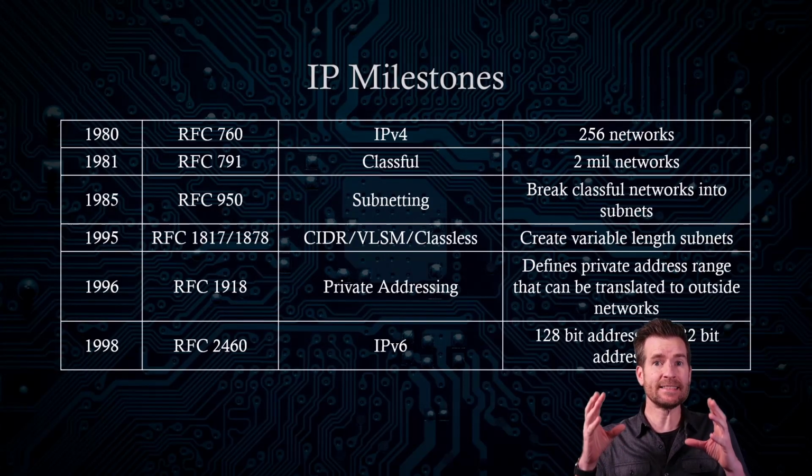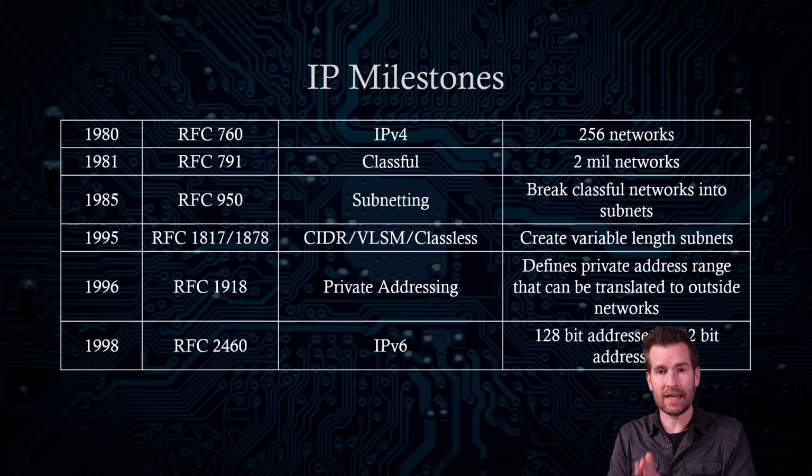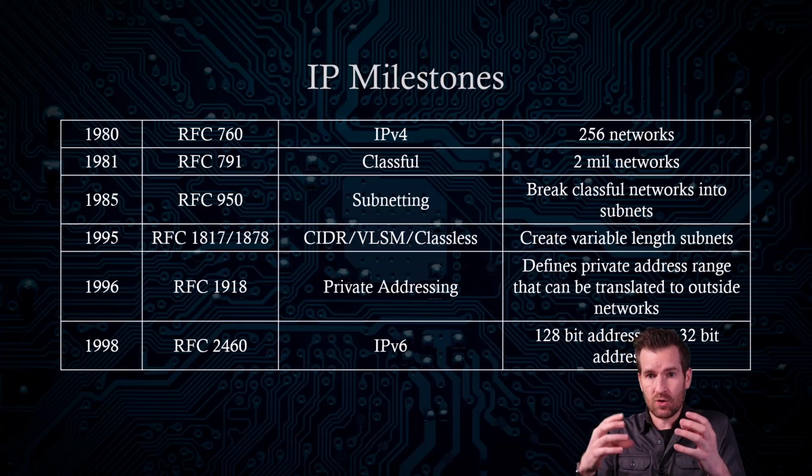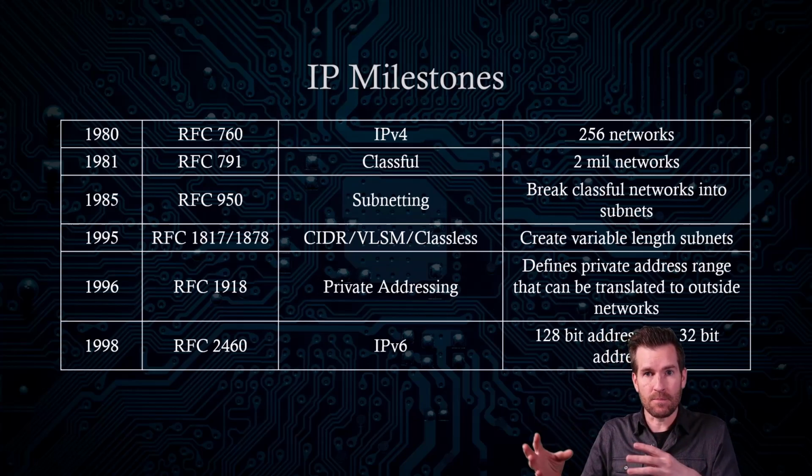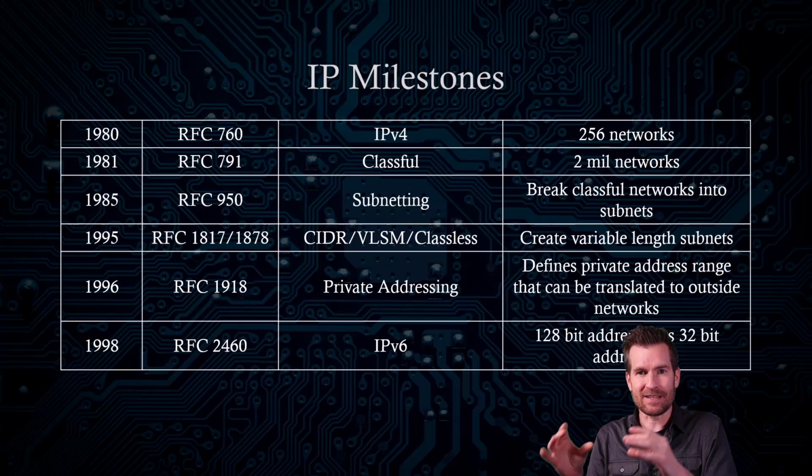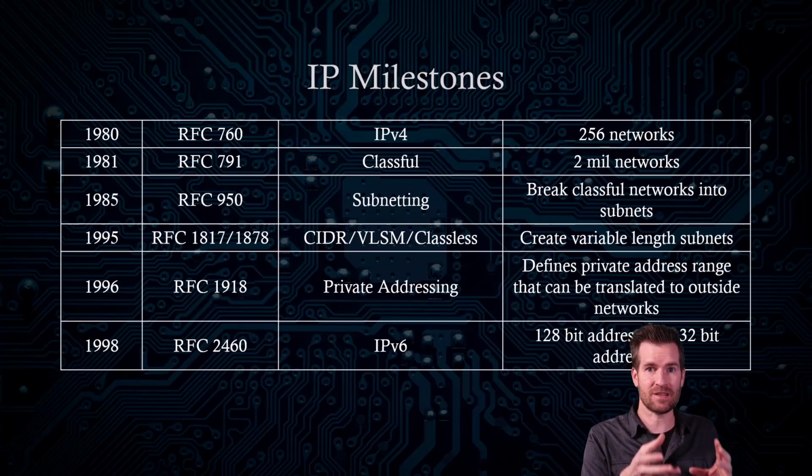So here's where I see several milestones when it comes to IP. What we've done is we created this initial model of how do we address different computers on the network? And then we've had to say, well, that model doesn't quite work. We're going to have to make all these adjustments along the way. So what were some of those adjustments?